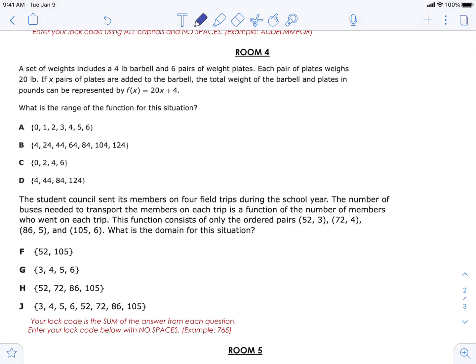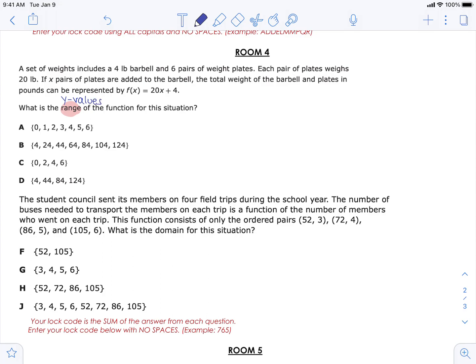A set of weights includes a 4-pound barbell and 6 pairs of weighted plates. Each pair of plates weighs 20 pounds. If x pairs of plates are added to the barbell, the total weight of the barbell and plates in pounds can be represented by f of x equals 20x plus 4. What is the range of the situation? Okay, range. Remember, range is our y values.